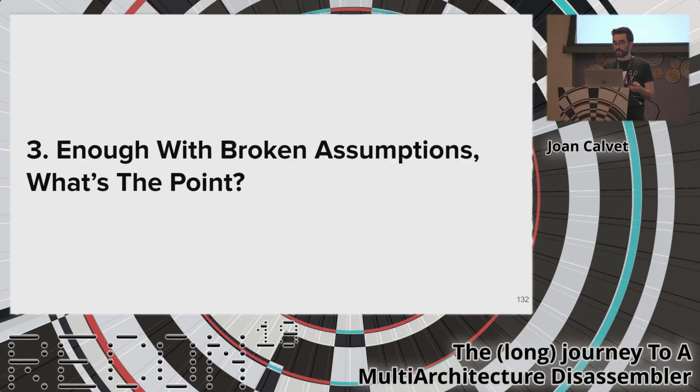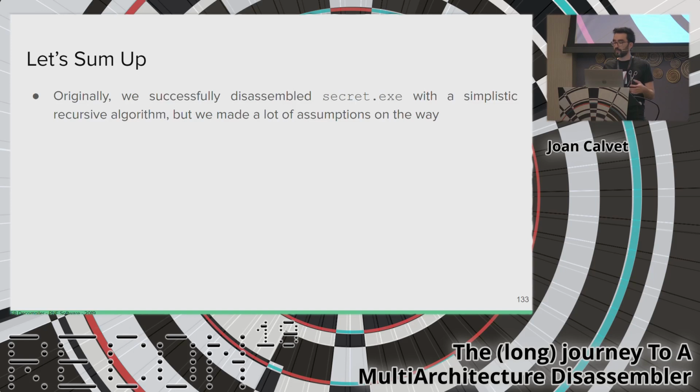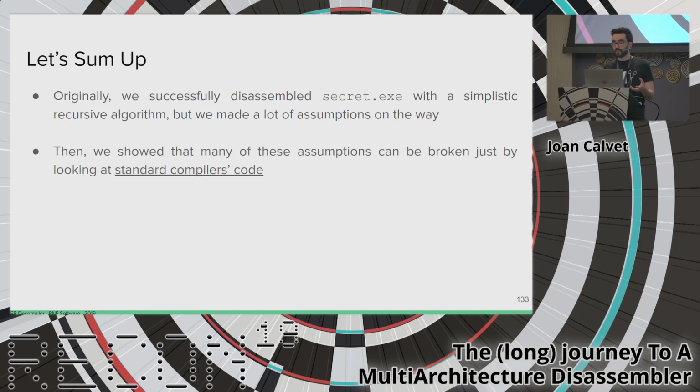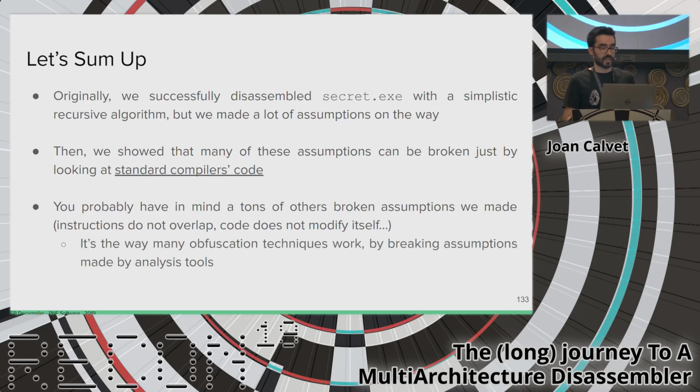So, enough with all these broken assumptions. What is the point I'm trying to make? If we sum up what we did, originally we successfully disassembled our Windows executable, secret.exe, with a simple recursive algorithm. But we made a lot of assumptions on the way. And then we showed that many of these assumptions can be broken just by looking at standard compiler code. I've not shown examples from obfuscated code, packers, protectors. All examples I've shown come from classic modern compilers. And you probably have in mind a ton of other broken assumptions we made: instructions do not overlap, code is not self-modifying. It's actually the way many obfuscation techniques work, by breaking the assumptions made by analysis tools.